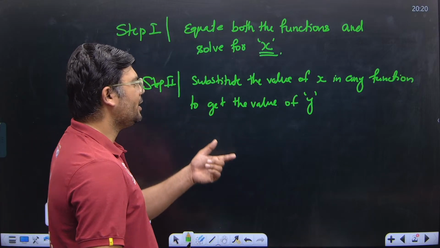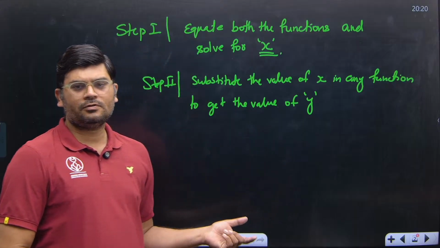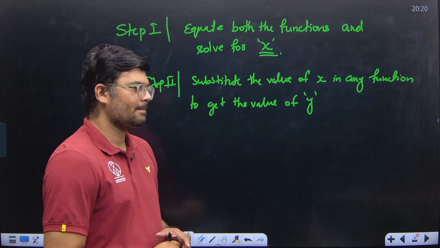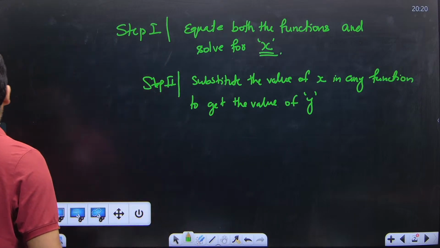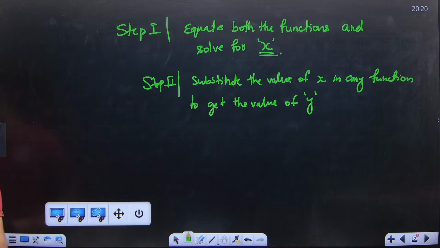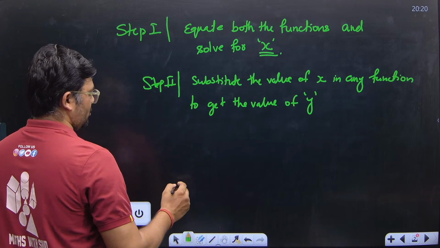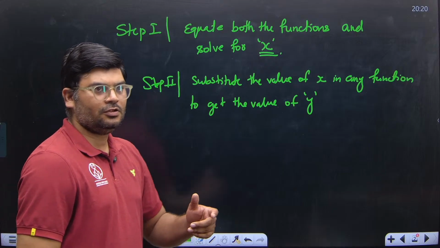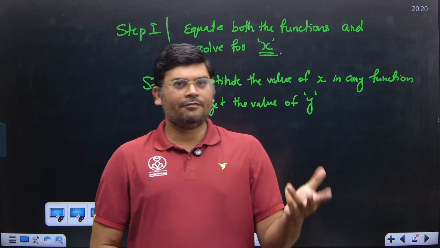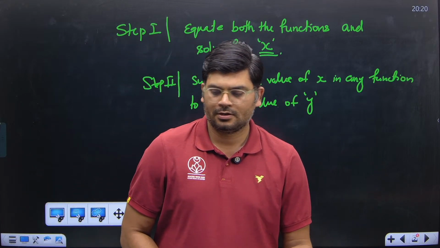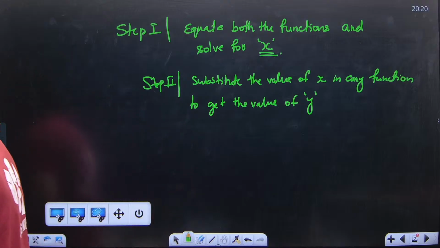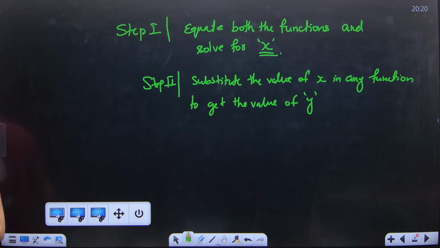If it is a quadratic, you will get 2 values of x. So for 2x, you will get 2y values. For every x, you will get 1y. If it is a cubic, then you will get 3x, and for every x you will get 1y, so 3y. It was a quadratic, so for a quadratic you always get two values. Are you getting it? Yes.